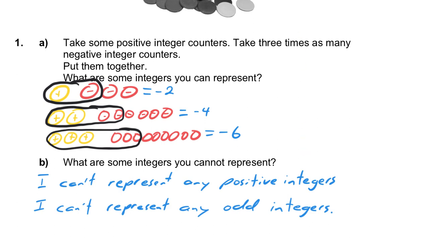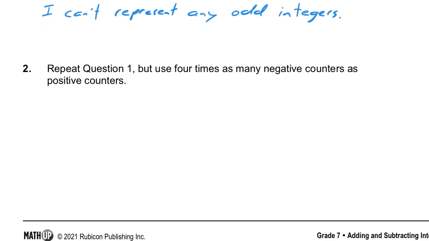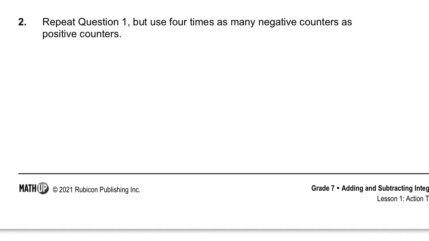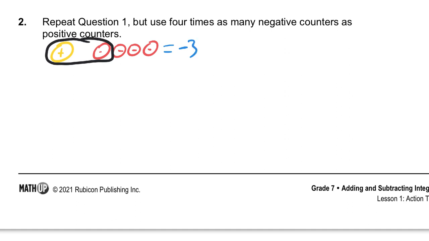All right, let's go ahead and move to the next question, which says repeat question 1, but use 4 times as many negative counters as positive counters. Okay, it's very, very similar. This time, if I start with 1 positive counter, I'm going to use 4 times as many negatives. So 4 times 1 is going to be 4 negatives. Okay, looking for my 0 pairs, here's a 0 pair. Then I just look at what I have left, which is 3 negatives, which is -3.